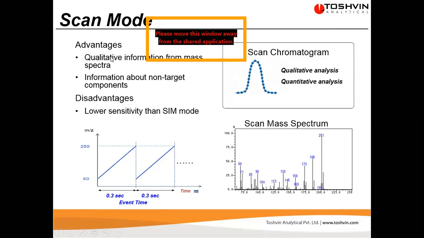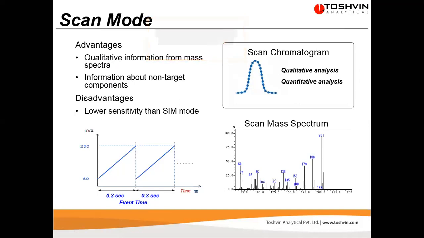Advantages of scan mode: qualitative information from mass spectra, and information about non-targeted compounds. For unknown compounds, we'll get information about what is present in my unknown sample. Disadvantage, as I told you, is lower sensitivity than SIM mode.